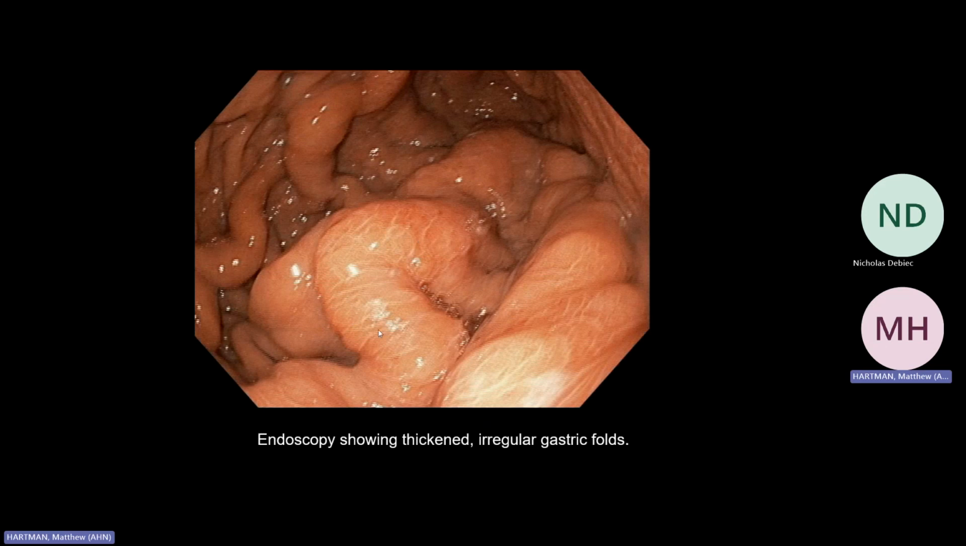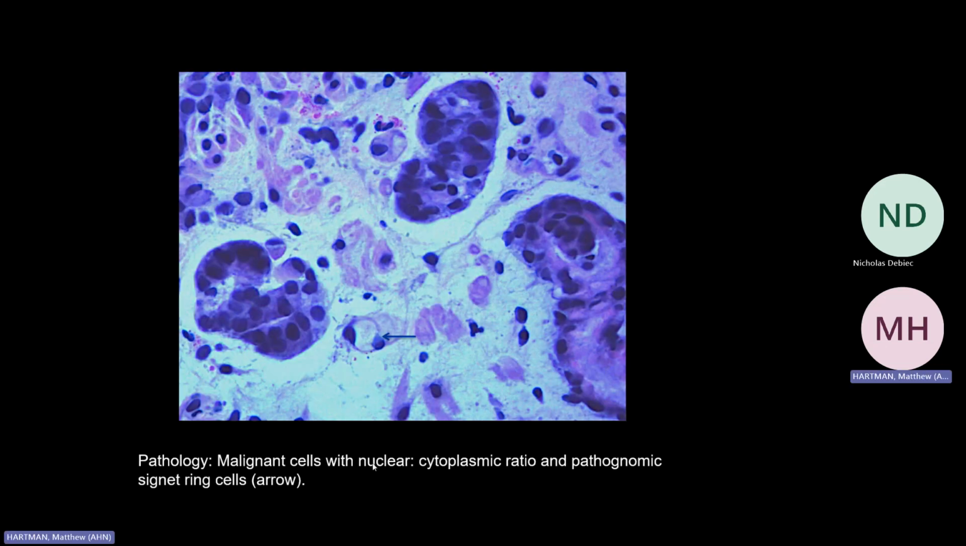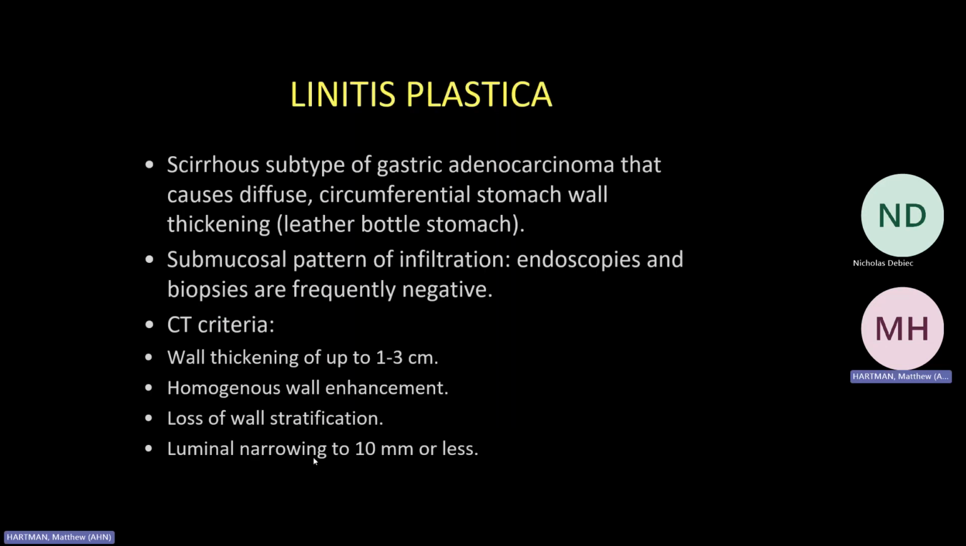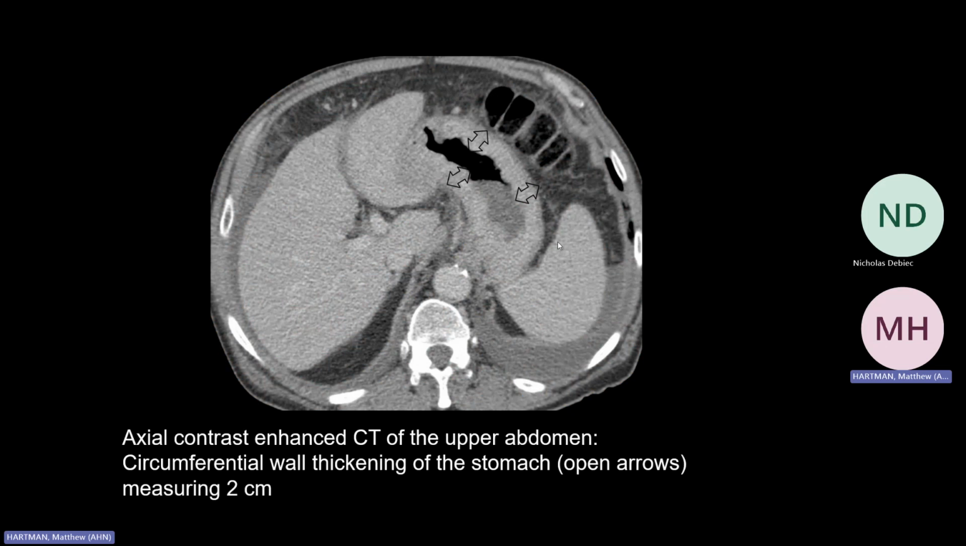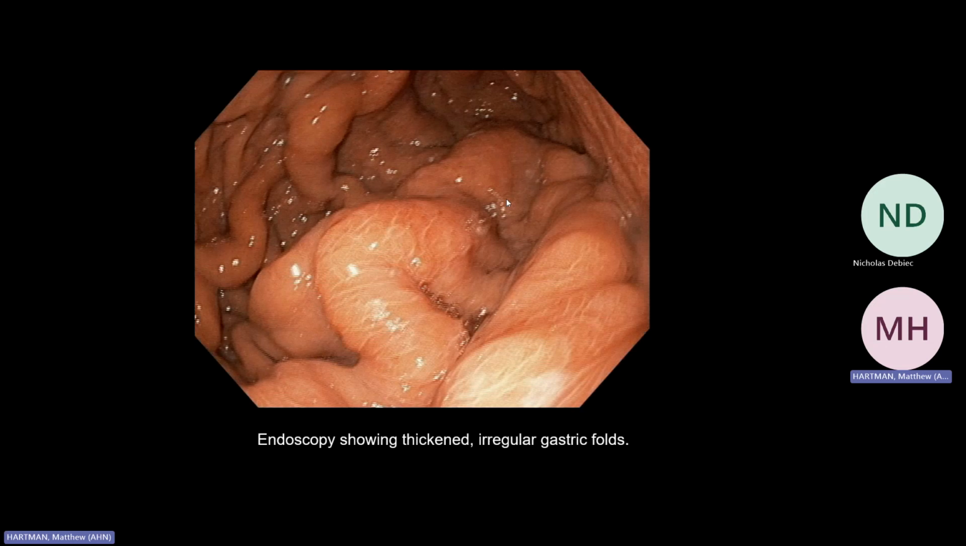And endoscopy, thick irregular gastric folds. That could be a couple things. And tissue's the issue. This was abnormal signet cells. This was a case of linitis plastica, which is one of the variants of gastric adenocarcinoma. On CT, we're looking for thick gastric folds, homogeneous wall enhancement, loss of that wall stratification, and notice the lumen is not dilated, it's narrowed like that leather bottle.